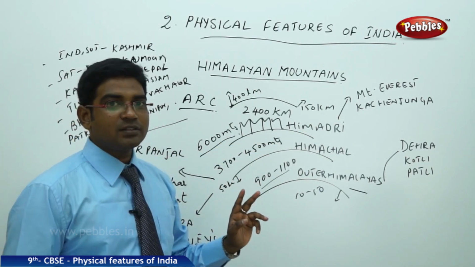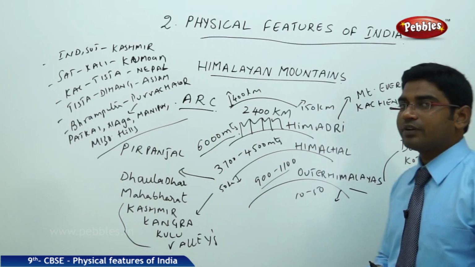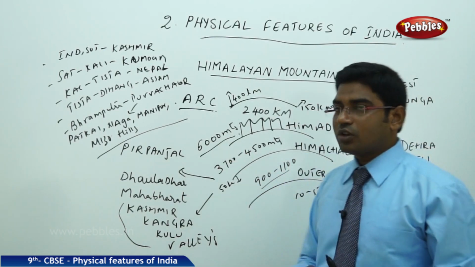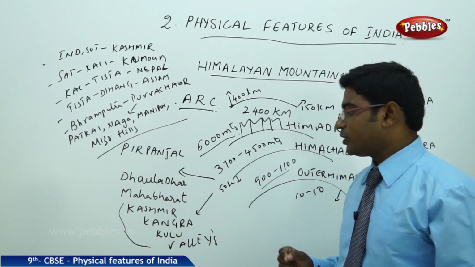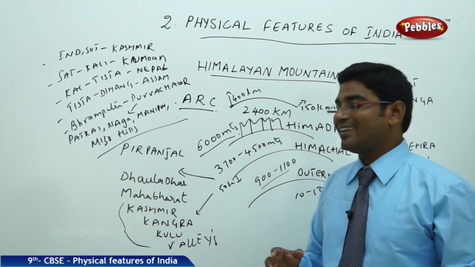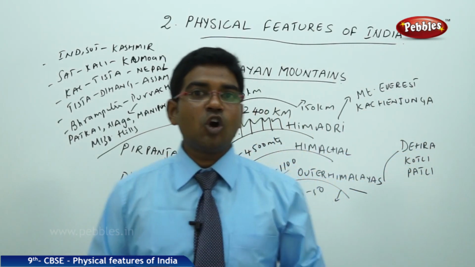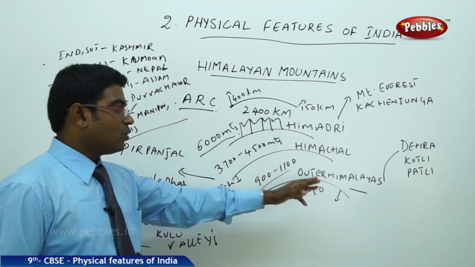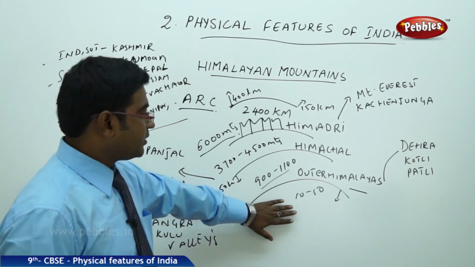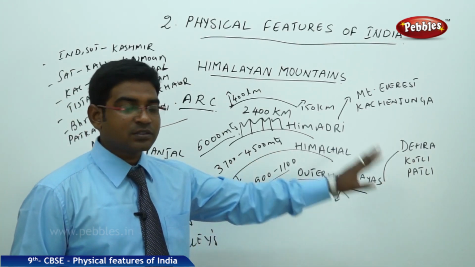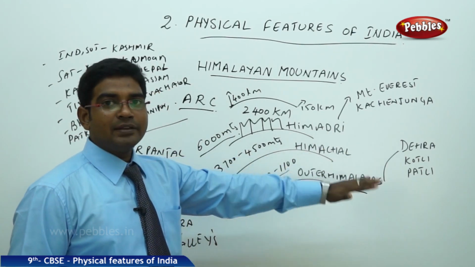And the second mountain range, that is Himachal, ranges from 3700 to 4500 meters, and it also consists of different ranges like the Pir Panjal range, Dauladhar range, and Mahabharat range. It also has very beautiful valleys like the Kashmir Valley, Kangra Valley, and Kulu Valley. And moving on to the third major division, that is the outer Himalayas, its height is 900 to 1100 meters and its width varies from 10 to 50 meters. Here we have world famous duns like Dehradun, Kotli Dun and the Patli Dun.